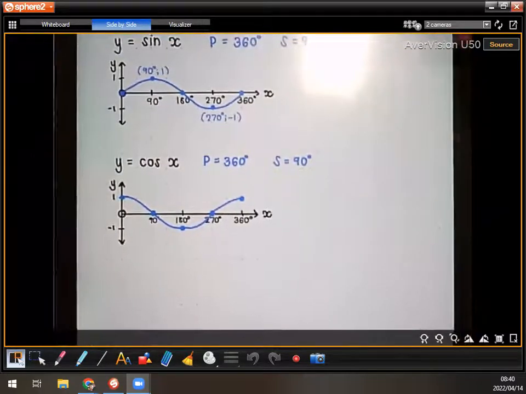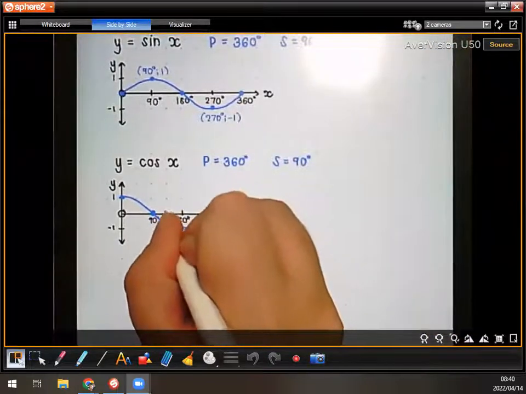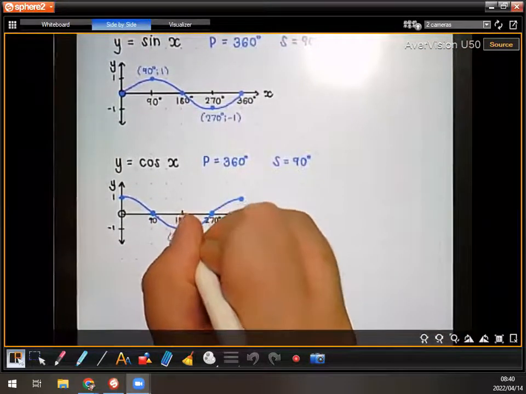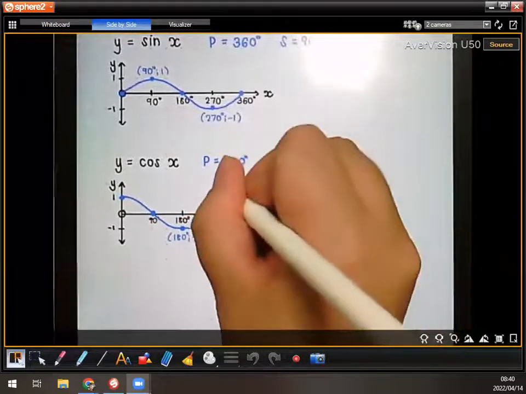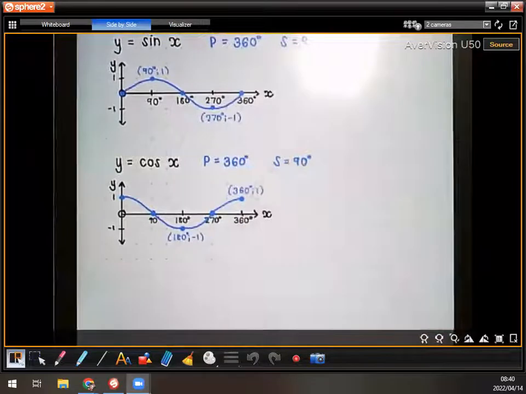Again, guys, let's just label the points that are not on the axes. So we're labeling 180, -1, and 360, and 1.